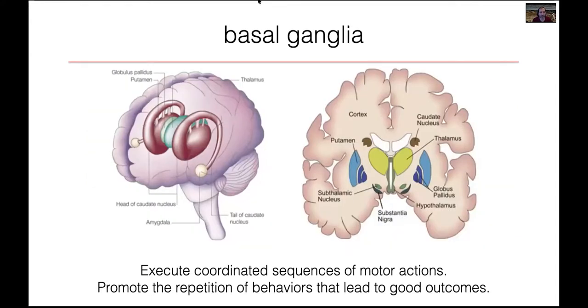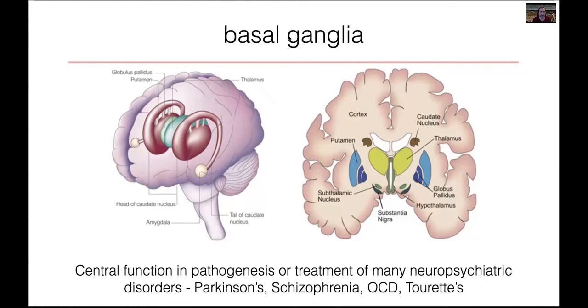Just to give you a bit of a primer, the basal ganglia are a set of phylogenetically old and evolutionarily conserved subcortical nuclei that are necessary for executing coordinated sequences of motor actions. They're also necessary to promote the repetition of behaviors that led to good outcomes in the past. The importance of the basal ganglia to human behavior is made clear from diseases caused by perturbations of the basal ganglia that include Parkinson's, schizophrenia, OCD, and Tourette's.